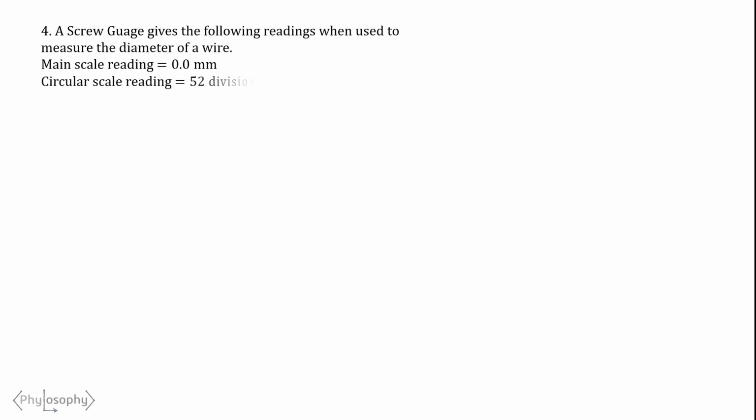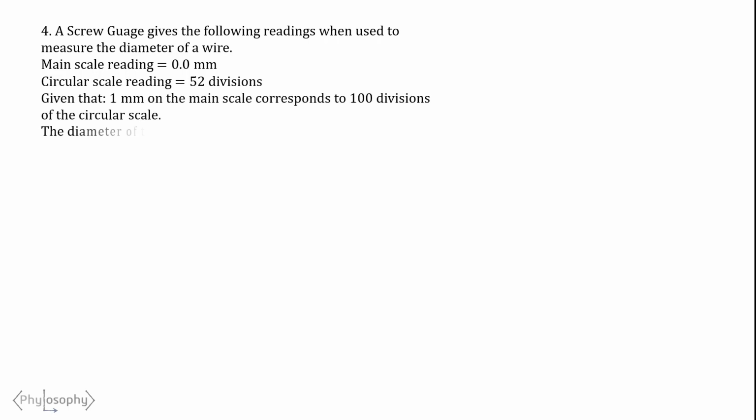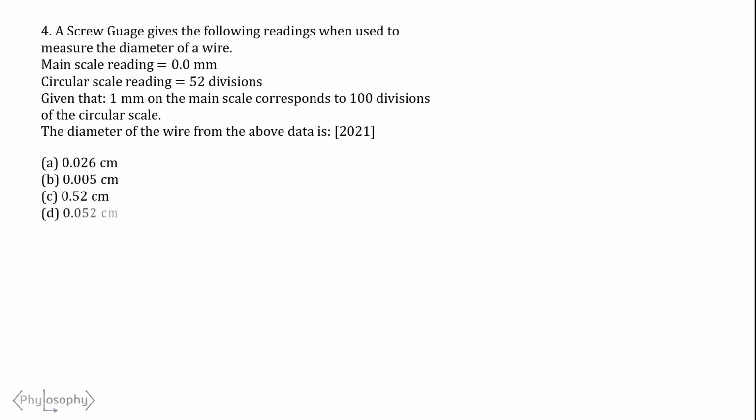Our next problem is: a screw gauge gives the following readings when used to measure the diameter of a wire. Main scale reading is 0.0 mm. Circular scale reading is 52 divisions. Given that 1 mm on the main scale corresponds to 100 divisions on the circular scale. The diameter of the wire from the above data is, and 4 options are given.